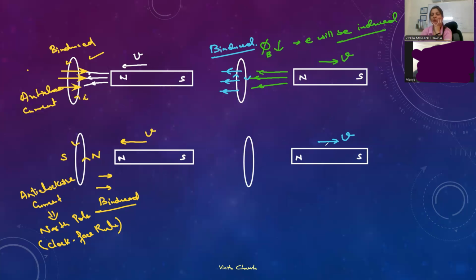Now this time, because it is going away, it is receding, here we need a south pole to attract it, right? Because we don't want this magnet to move any further. We want this magnet at the place where it is.